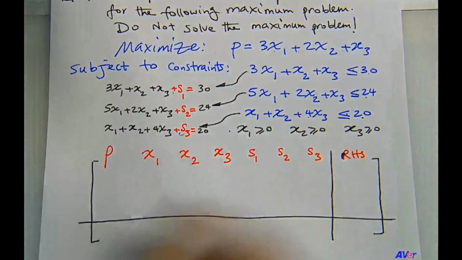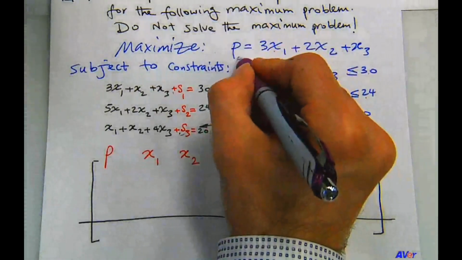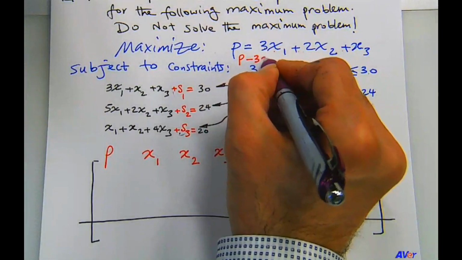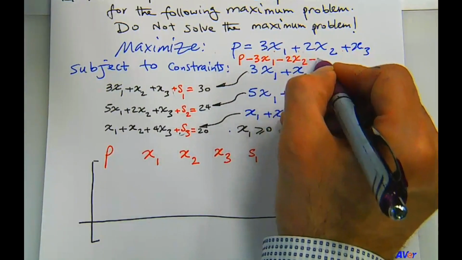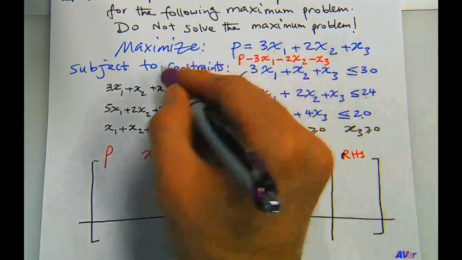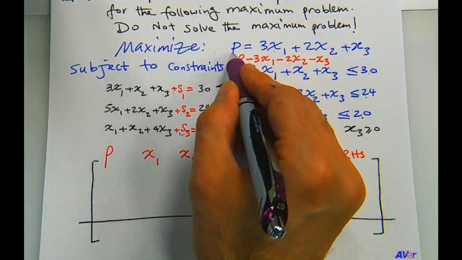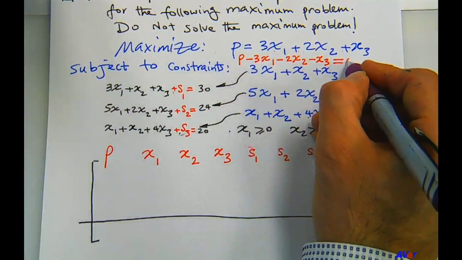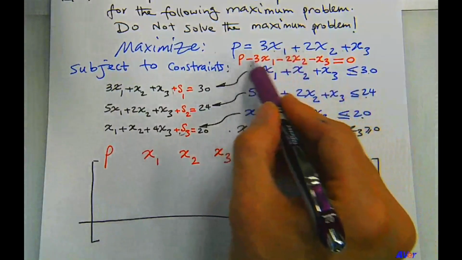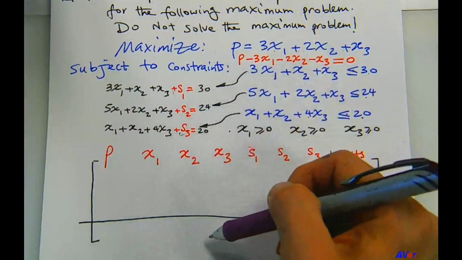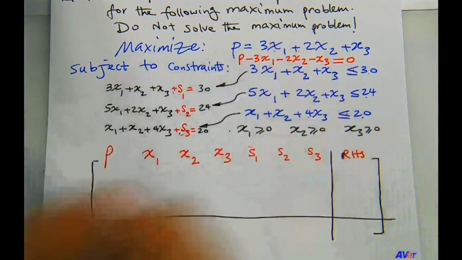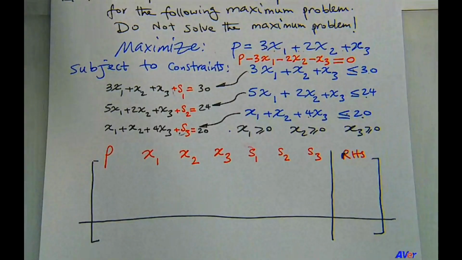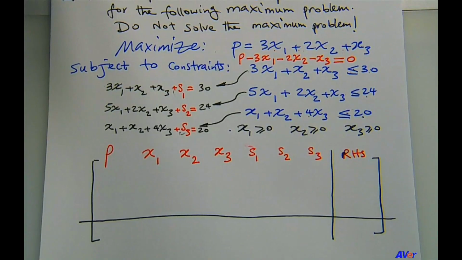So what do I mean? Let me rearrange this. We're going to have p minus 3x1 minus 2x2 minus x3. Notice I moved everything to the left, with p, then equals 0. These are the coefficients we're going to import into the initial simplex tableau, not the original ones. And this is also in the description that I gave minutes ago. Okay, so now we're ready to write our initial simplex tableau.